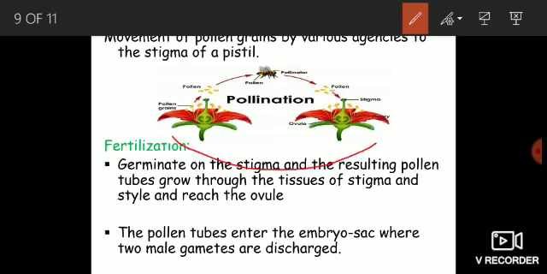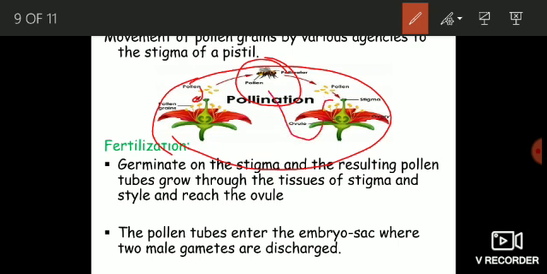Here you can see right in the middle of this slide, from the anthers of this flower, the pollen grains are getting transferred with the help of this vector, or you can say the agency, and they help in the landing of these pollen grains on the stigma.